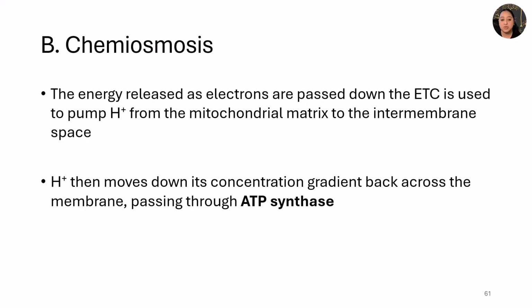And then the protons want to move down their concentration gradient back across the membrane because they all got shoved that way. So now the concentration gradient is really high out there and it wants to come back inside, right, from high to low. So when the protons are allowed to move down the concentration gradient back across the membrane, they pass through an enzyme called ATP synthase. And what this does is make ATP.